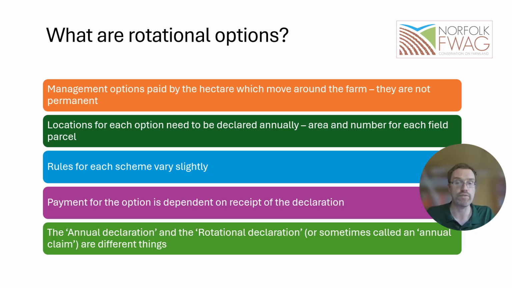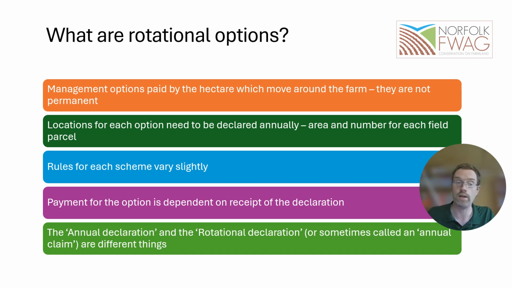Now, I've put them here as different things. In the older schemes, in the ELS and HLS schemes, and in the mid-tier and higher tier schemes, you generally do those two things on the same form or in the same process. But in SFI, they've been separated out, and we'll come back to that in a moment. So I've put them here to make you aware that there are essentially two different things. And it's important to understand those two different things.